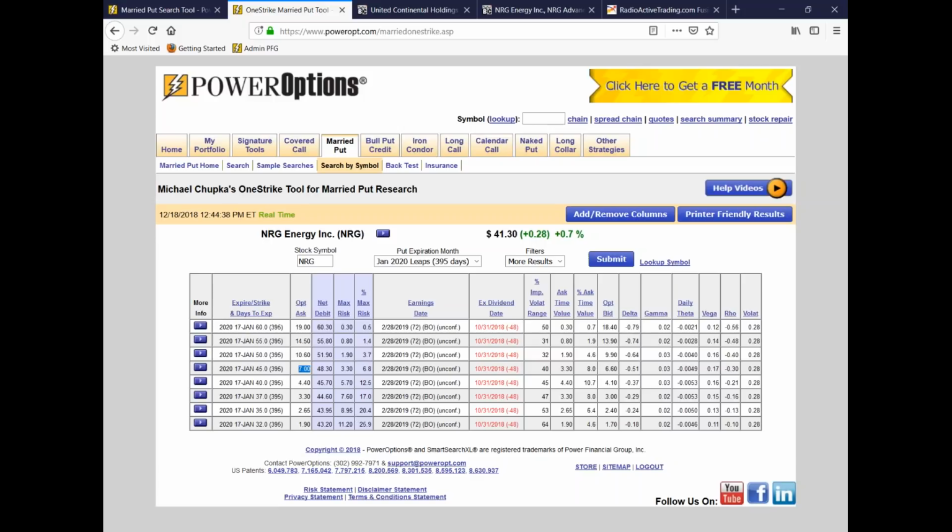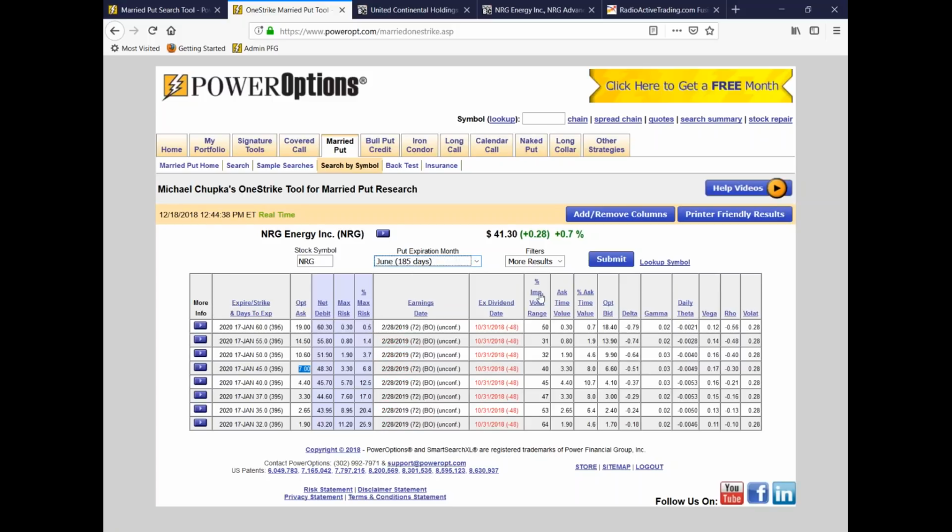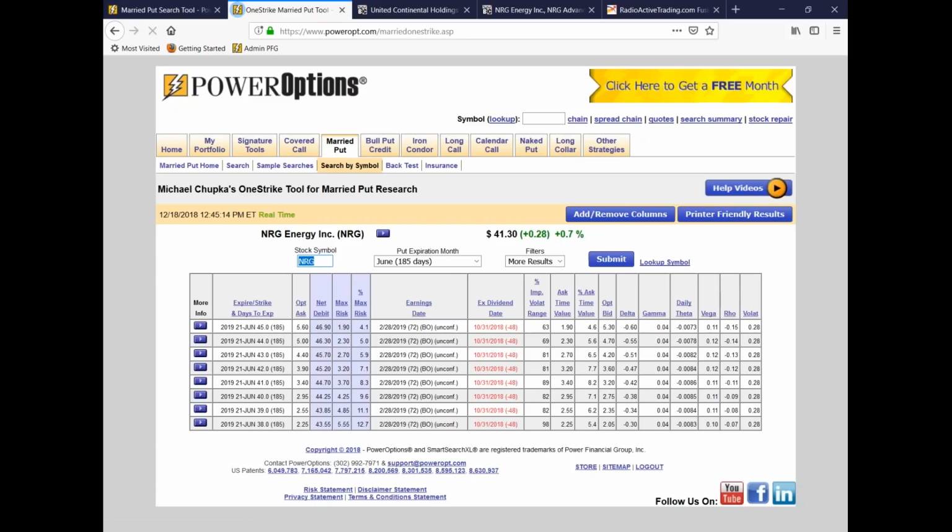So I can go out 395 days deeper in the money and take a 6.8% risk on my position, worst case scenario at the option ask. Or I go to June, 185 days, less in the money, but taking about a 6% risk. You can probably already tell where I want to go. I'm going to the January 2020.